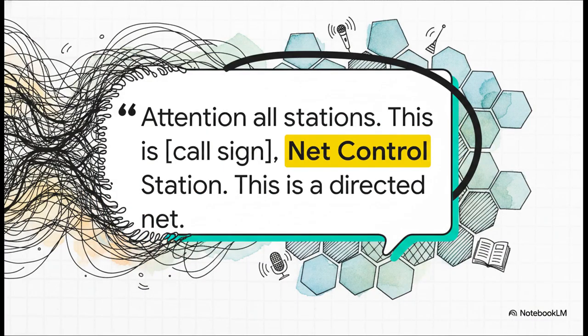In the heat of the moment, when you're spinning up this net, you don't need to try and improvise. The manual gives you the exact scripts. You just key the mic and read this precise preamble script over the air. It establishes your absolute authority, it clearly states your call sign, names the net, and confirms the frequency for everyone listening. It instantly brings order to chaos.